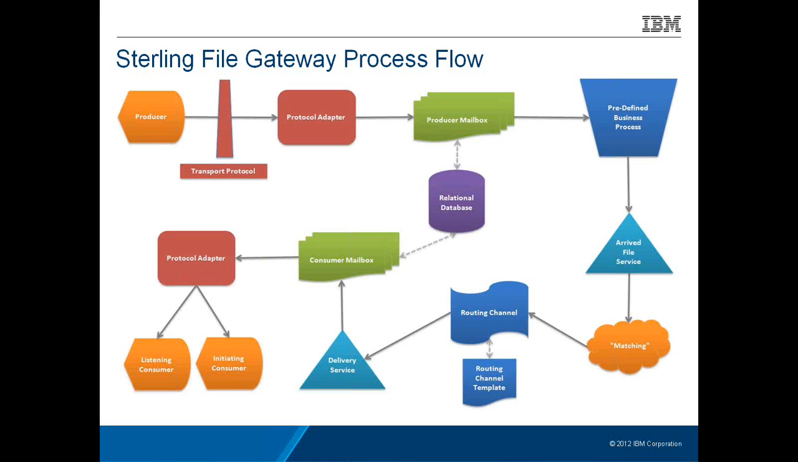and then deliver the data or the file to the consumer mailbox. And consumers could be of two types, again, initiating consumers and listening consumers. Initiating consumers would log on to my file gateway and download the particular file, whereas in the case of listening consumers, Sterling File Gateway would be programmed to deliver the file automatically to a server. It could be an SFTP server or FTP server residing outside of Sterling File Gateway, and it would automatically deliver that file to the destined consumer.